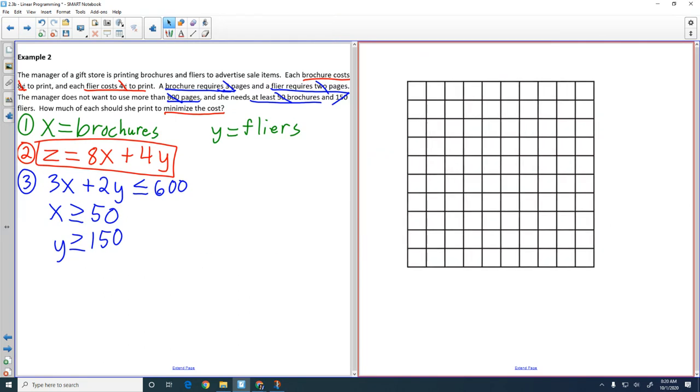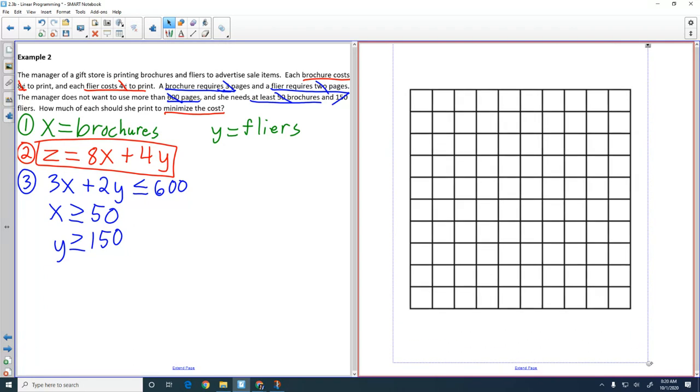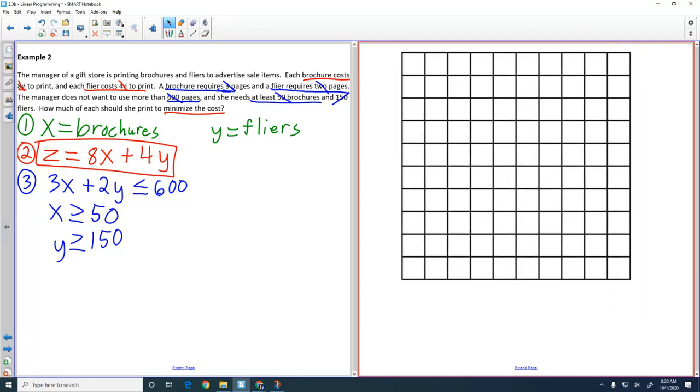So let's graph these constraints. Now to graph them, we want them in slope-intercept form. Those bottom two are fine. That's just going to be a horizontal line and a vertical line. But that first inequality, 3x plus 2y, we do want to rewrite that in slope-intercept form. So let's get the y by itself.